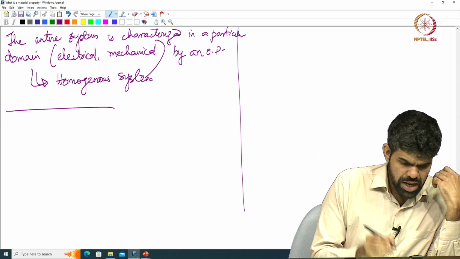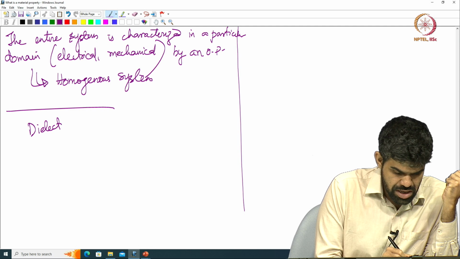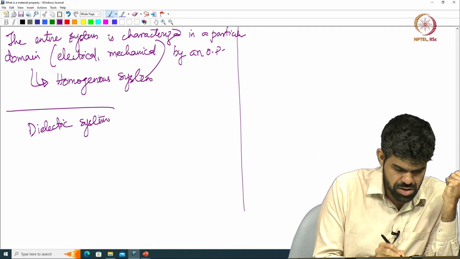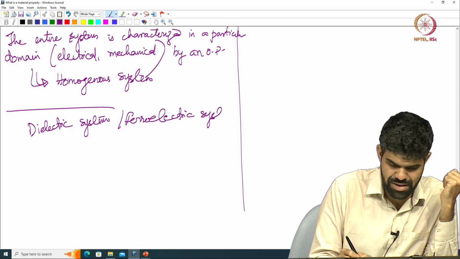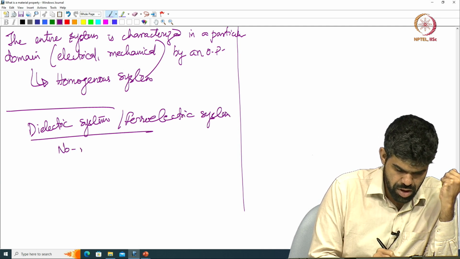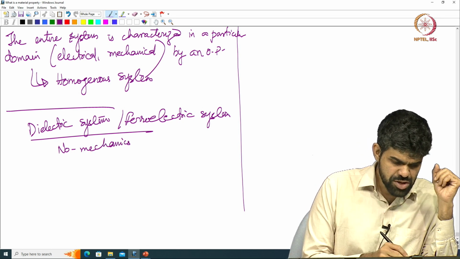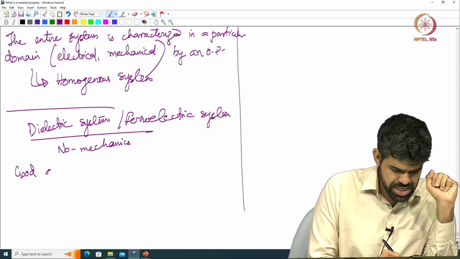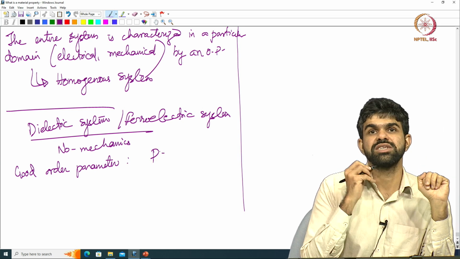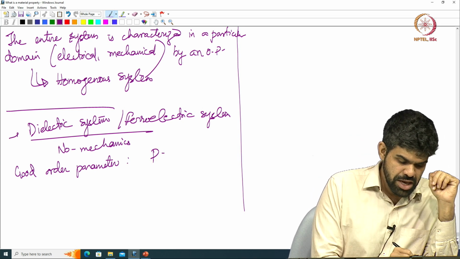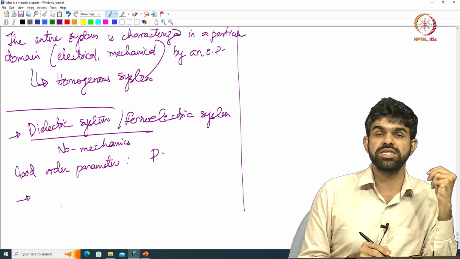Now, let us consider a simple dielectric system, dielectric ferroelectric system, no mechanics here. So, only electric system. If there is only electric system, a good order parameter I said is polarization, right.